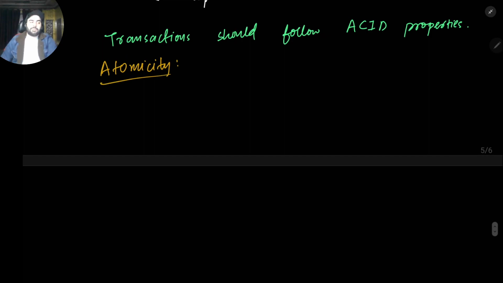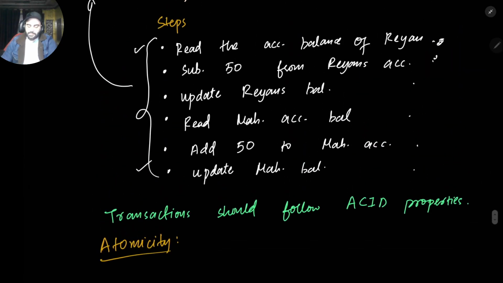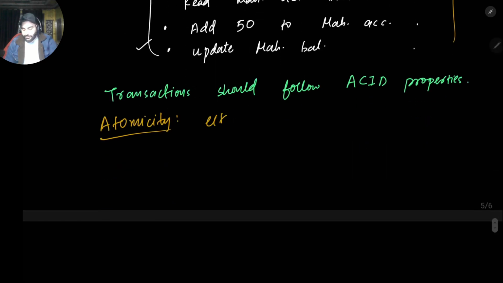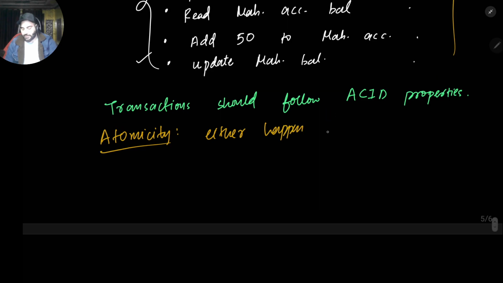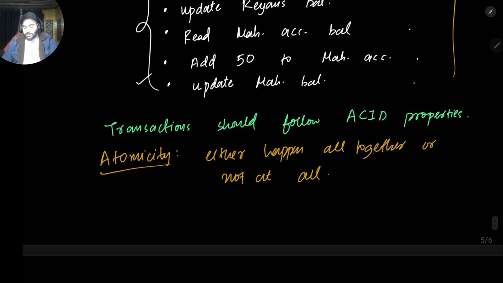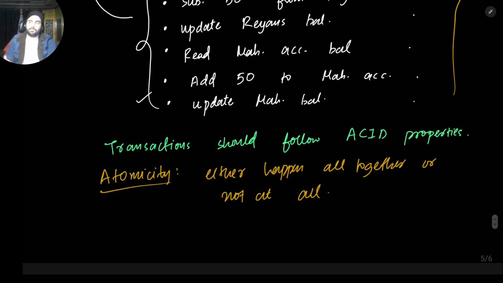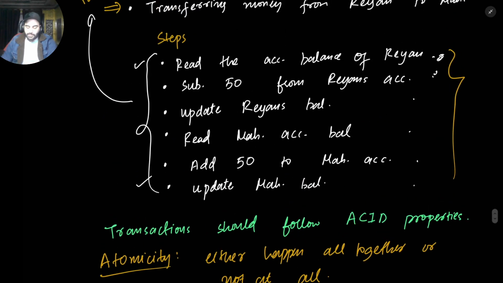By atomicity I mean the transaction should happen, or it should not happen at all. We cannot say that there is a partial transaction. It should either happen altogether, or not at all. That's the meaning of atomicity. The transaction should happen completely. It should either complete or not happen at all. So we should either complete all of these steps, or otherwise no step should be executed. That's the meaning of atomicity.